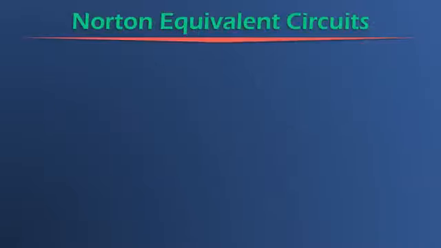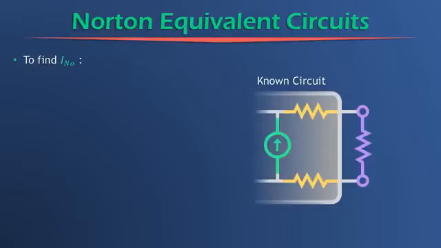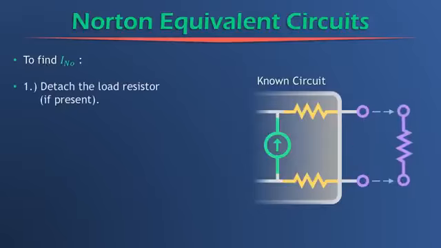Norton equivalent circuits. So to find I Norton, which is the parallel to V Thevenin, we follow a very similar process with some small changes. We have a known circuit, and again, the first step is to detach the load resistor, just as we did before. Now the second step is to short circuit the output terminal. We didn't do this before.